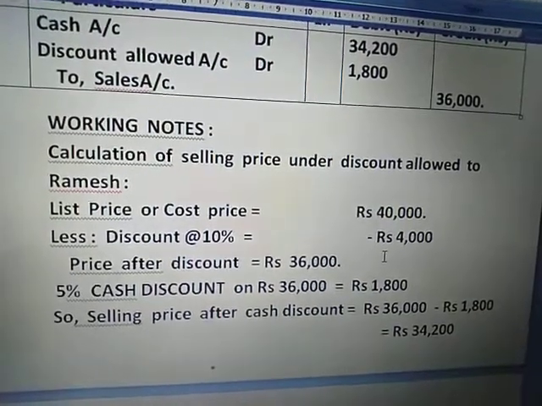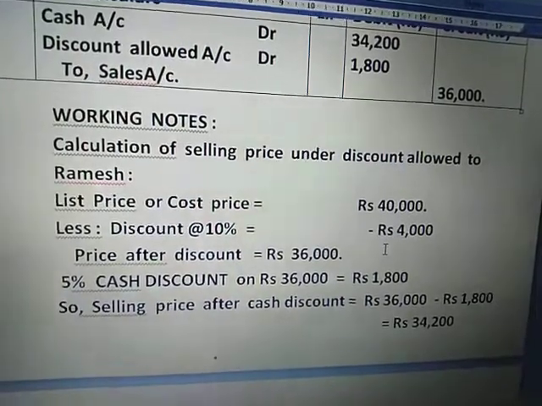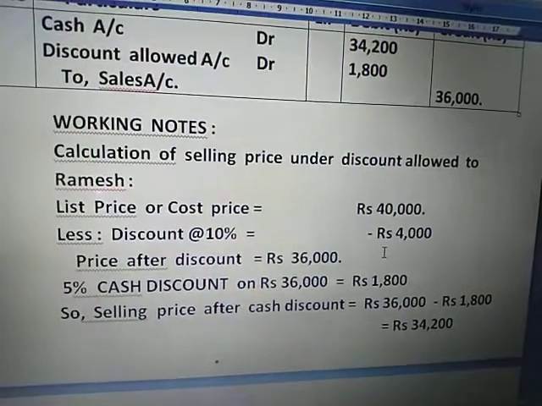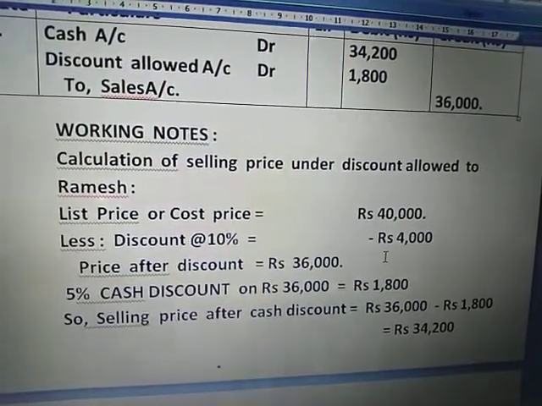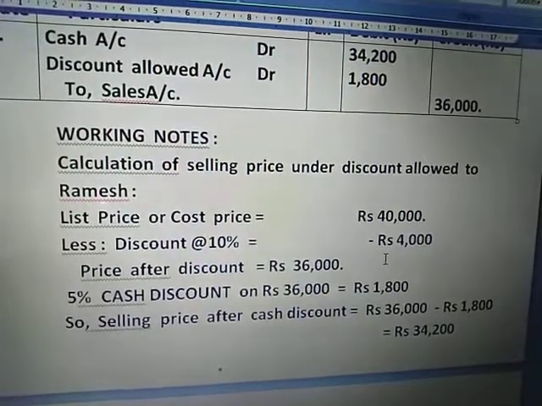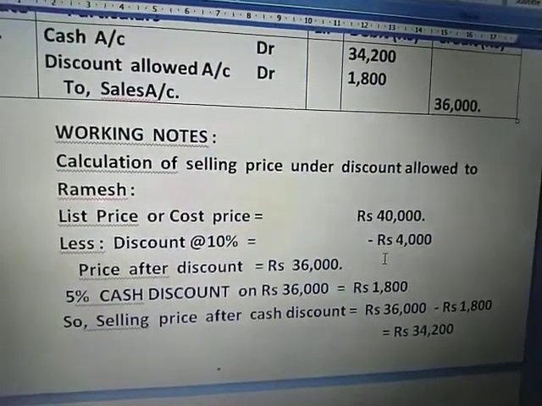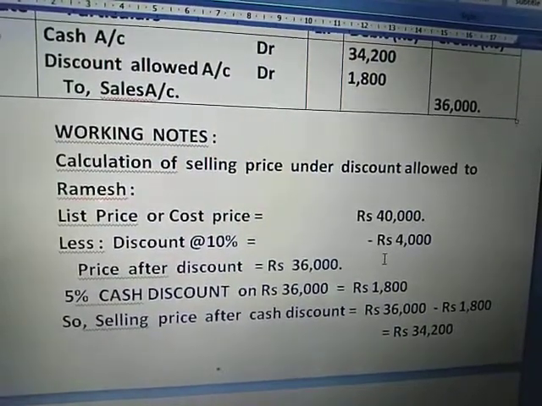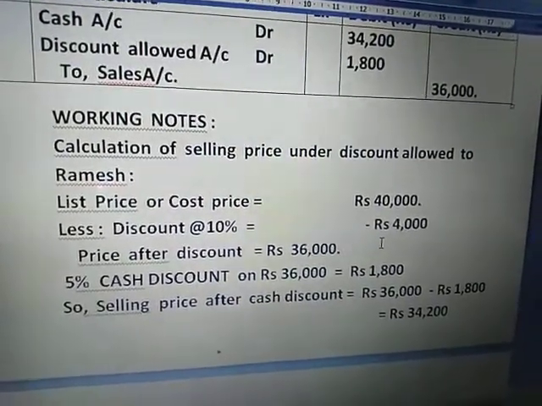Okay, so now we will look into the journal entry for this. The journal entry remains the same, just the calculation of discount is a little bit different here. First you have to simply deduct the trade discount. On that, you have to again deduct the 5% cash discount, and finally that cash discount will be deducted from this 36,000.